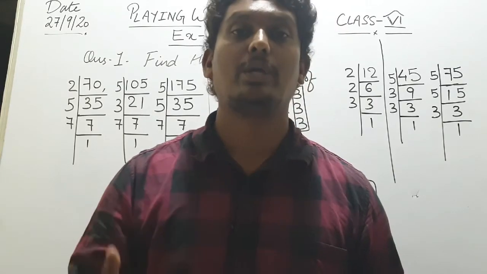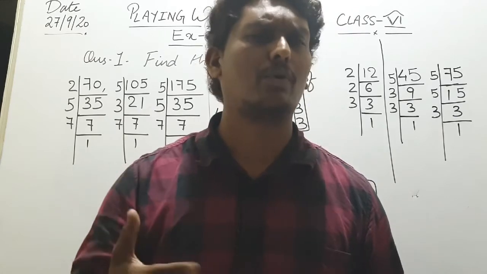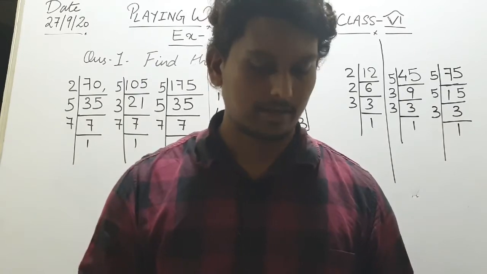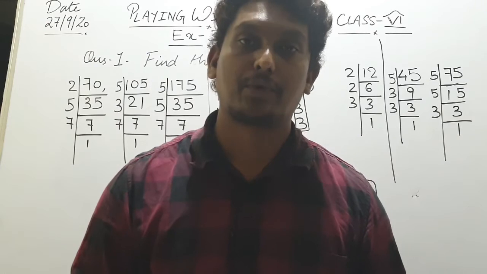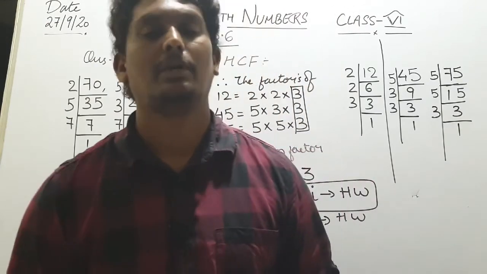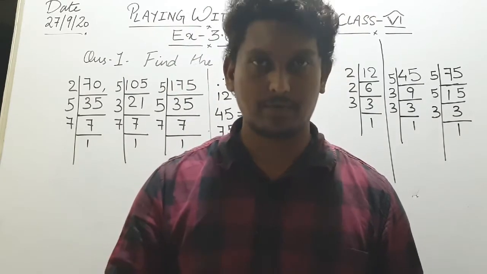And then we have to take two even numbers. You can take 2 and 4, or 4 and 8, whatever. Any two even numbers, you have to find the highest common factor. Same way we have to find the highest common factor for odd numbers. Any two odd numbers you can take, find the highest common factor. Then finally you have to write the answer. This one is homework for you.